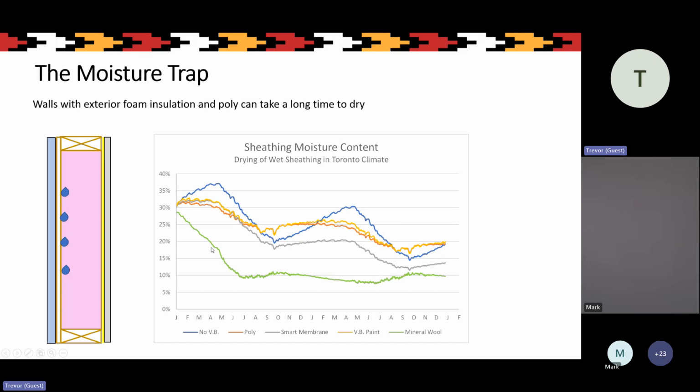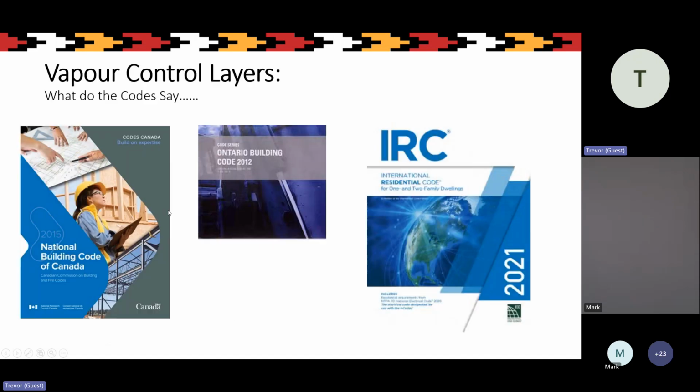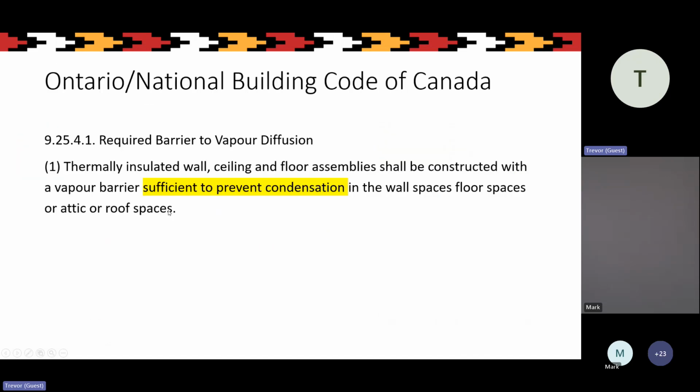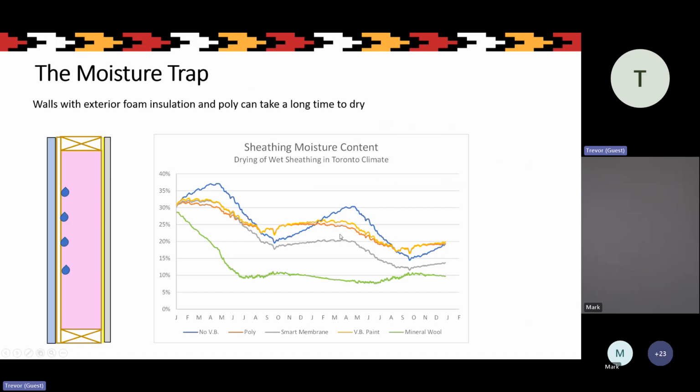And you can see how quickly we can dry out a wet assembly if we don't have anything on the outside preventing the drying. And so even if we were to do that in January, by the end of the first year, that wall would be dry. Whereas if we have a combination of foam board and interior poly, it would take 2 to 3, upwards of 2 years before it dried out to a safe level.